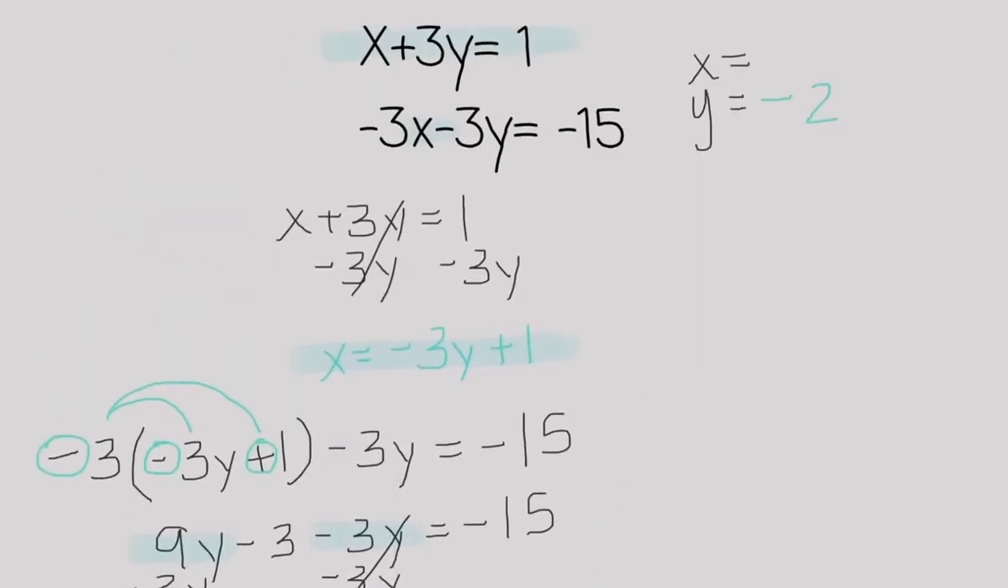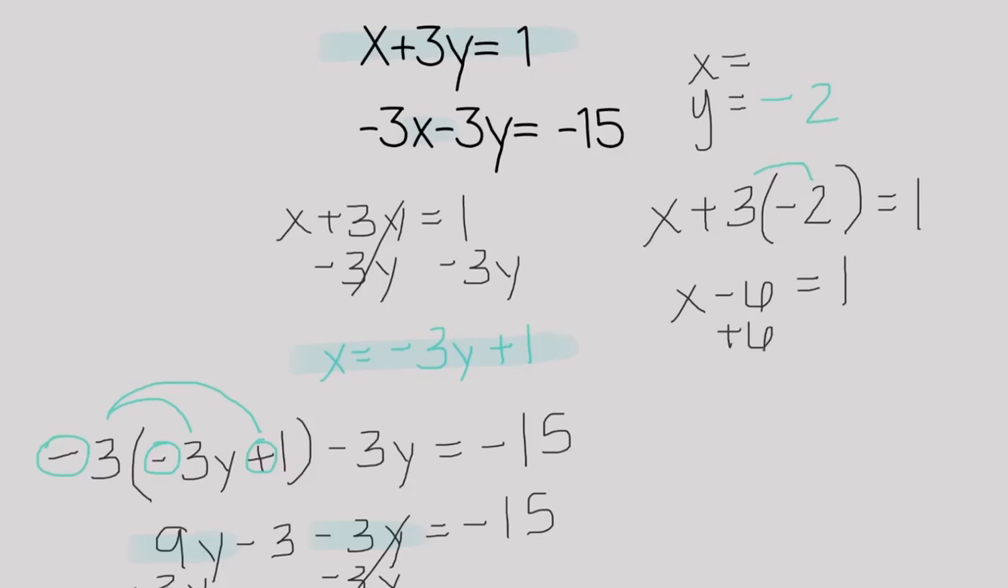So now that we know what y is, let's go ahead and plug that y number that we got into the first equation. So it'll be x plus 3 parentheses negative 2 equals 1, and we distribute. Now it's x minus 6 equals 1, and in order to cancel out, we'll add the 6 to both sides, and now we have x equals 7. Our coordinate points now would be 7 and negative 2.